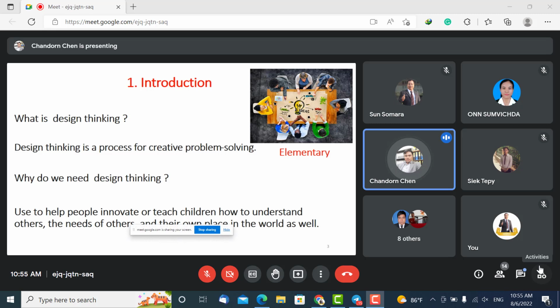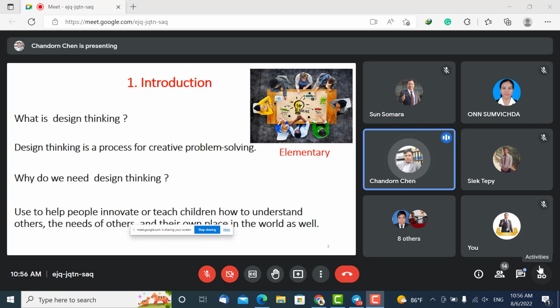So what is design thinking? Design thinking is the process for creative problem solving. Like when we are in the class, we want to motivate the students to think about the problem, and how to solve it, the process of how to solve that problem. This is how we teach the students to become good design thinkers.